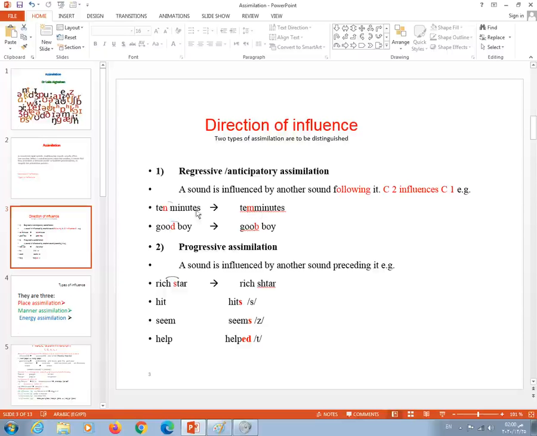So we have tem minutes. M is stronger here. It affects n, and the n is weak. It's vulnerable to change. So here the consonant which is powerful is m. It's number 2 affecting 1. This is why this kind of assimilation is called regressive assimilation.